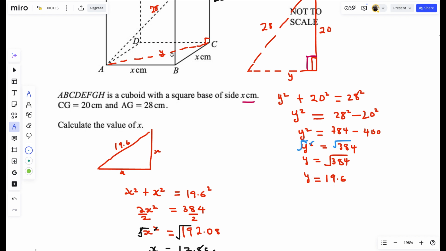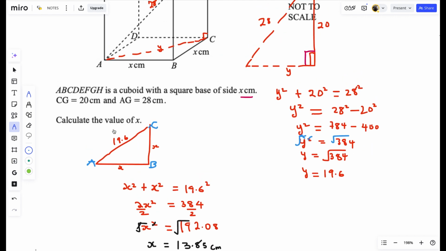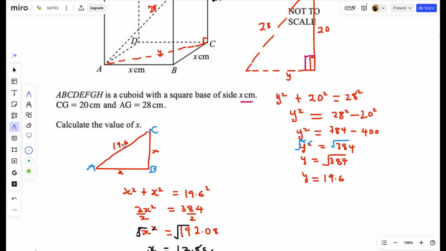So we found y. Now you're going to redraw another right angle triangle, which is this ABC with this diagonal. This is the A, this is the B, and this is the C. Here's X. This one is X centimeter, and A B is also X centimeter, right? And we just found the diagonal to be 19.6, so we'll put it here.